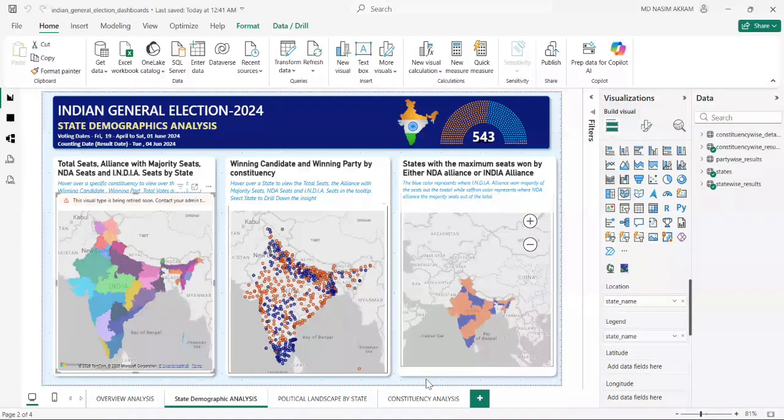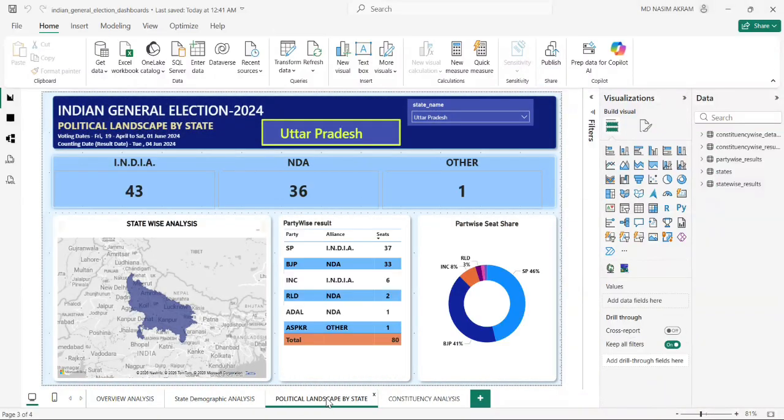Okay, yeah, all right. So this is the political landscape by state. That means this will tell us the state-wise result, in which state which alliance has got how many seats. So right now it is Uttar Pradesh. In Uttar Pradesh you would see that NDA has got 30.